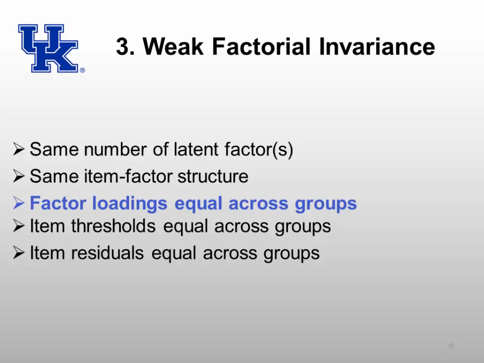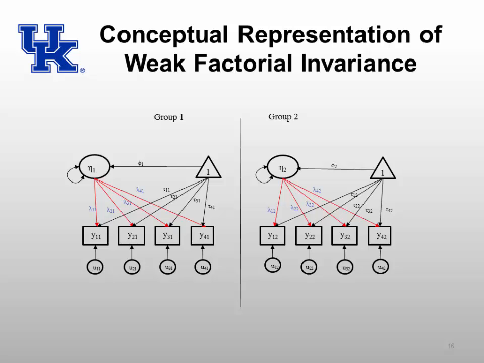Our next level of measurement invariance to look at, if we get evidence of configural invariance, we're going to move up and test at the next level, which is called weak factorial invariance. At this level, we look at holding the factor loadings equal across groups, and we see if we continue to have a good model fit. If we do, we know we have evidence of this level, and we'll show you what this looks like.